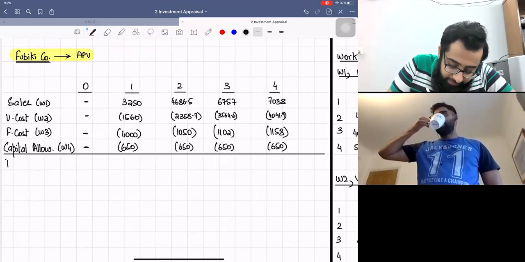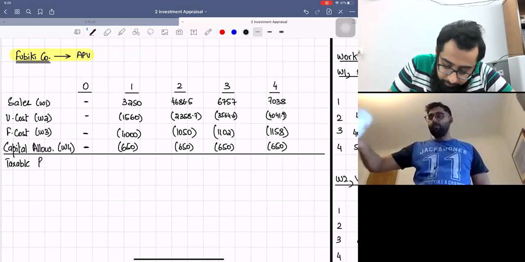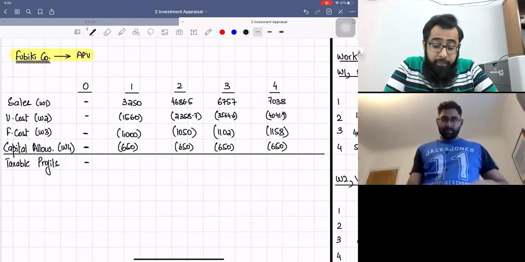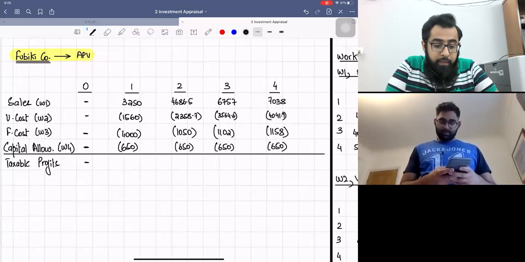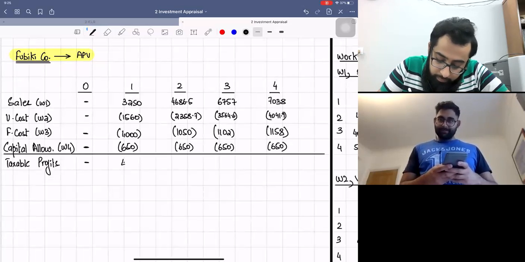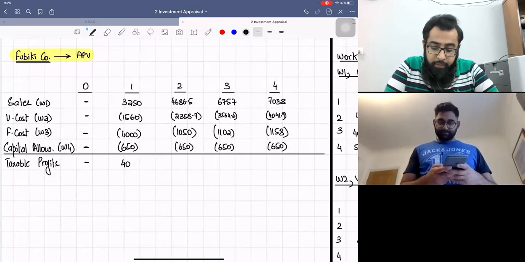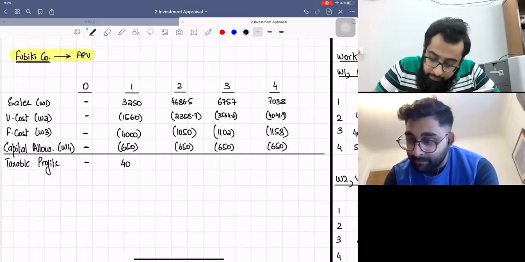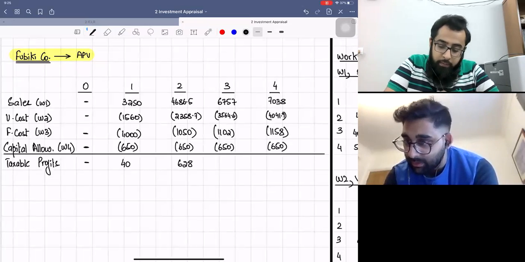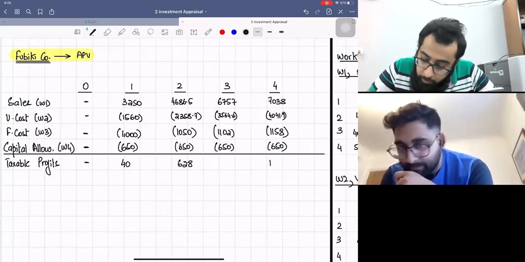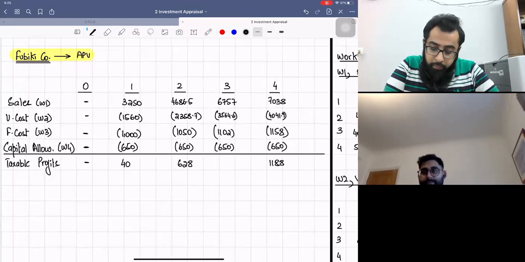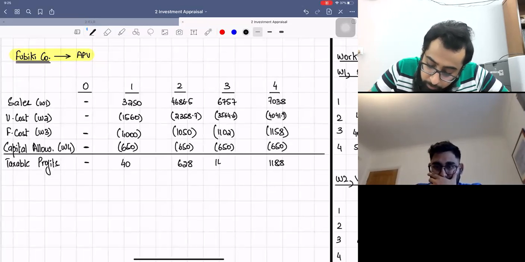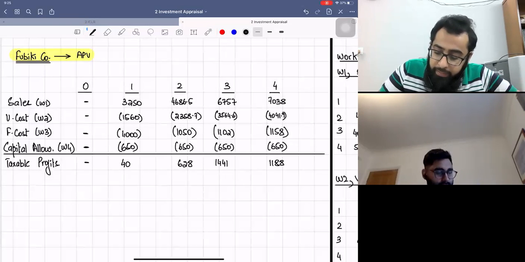Now, this will be my taxable profits. So let's calculate. I'll start from year 4. 4, 6, 8, 6 minus 2, 3, 5, 8 minus 1, 0, 4.9. 628. 650. Last one is 1188. 1188 minus 3564 minus 1102 minus 650. So it's 1441. Okay, so now these are my taxable profits.